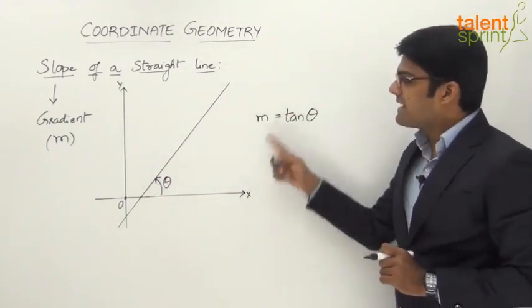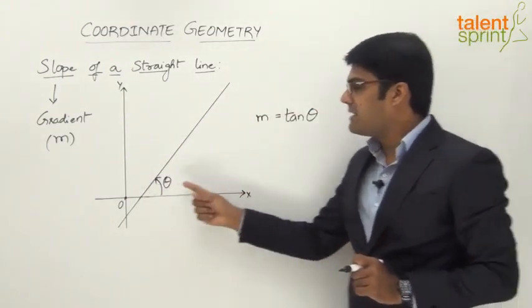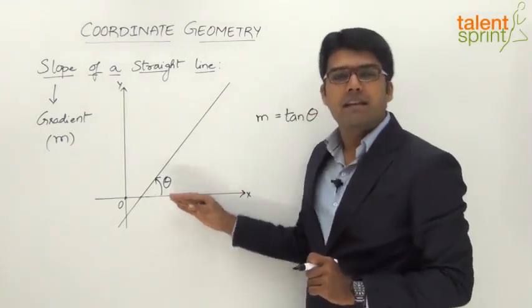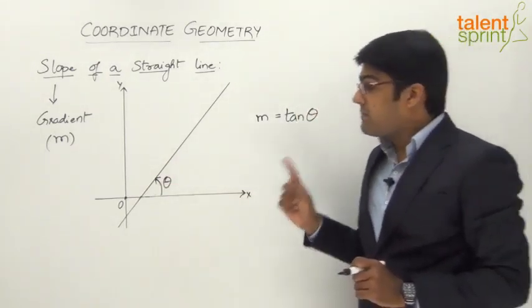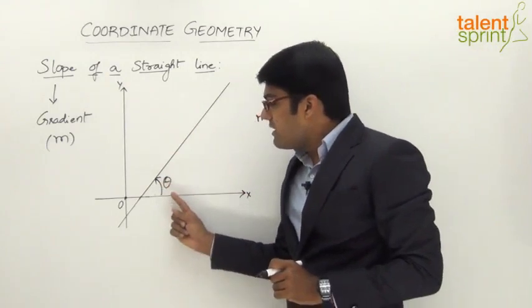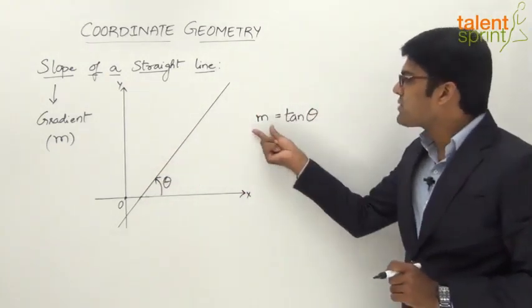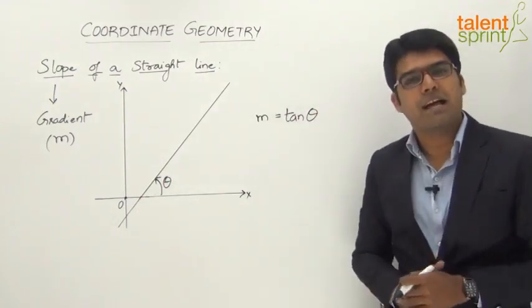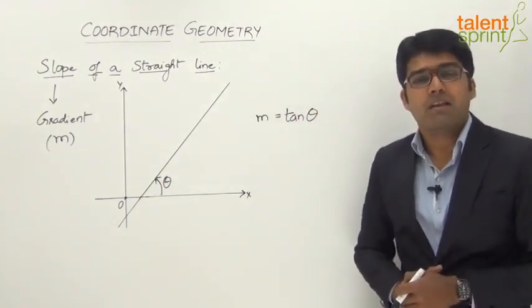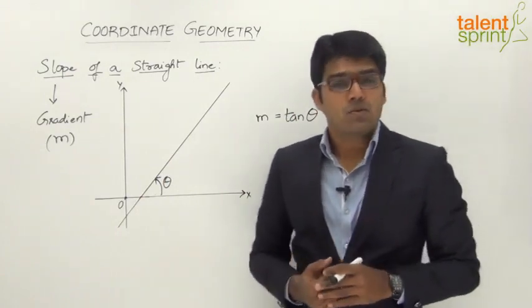So the slope of the straight line can be taken as tan theta, where theta is the angle between the straight line and the x-axis. And remember that the angle here is measured in the anti-clockwise direction from the positive x-axis. So M, or slope, is equal to tan theta. As simple as that. What is the other way of calculating the slope?